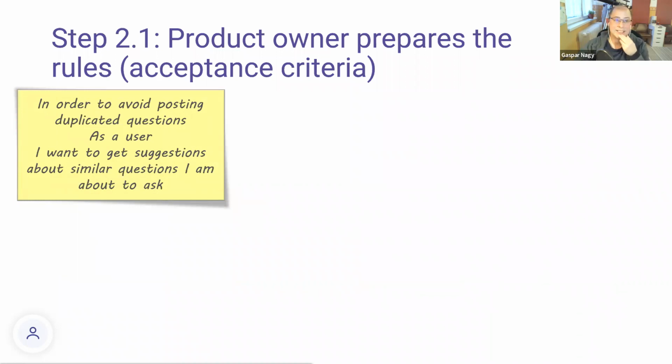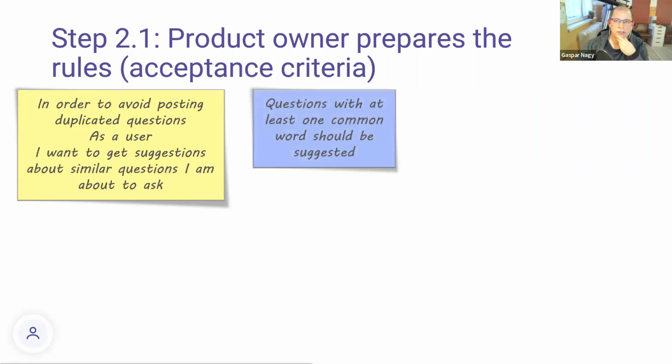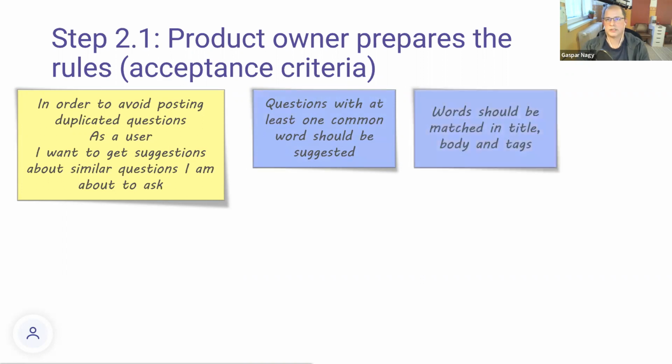Okay, I have this user story. Tomorrow is going to be the meeting with the team. So I would need to think about and fix what are those things that I want to have implemented in this release, in this user story. And probably the first thing that I think is that definitely it will make sense if the questions with at least one common word are suggested. That's the first rule that comes to my mind, that we should list all of those questions that have at least one common word, and that could be a good starting point.